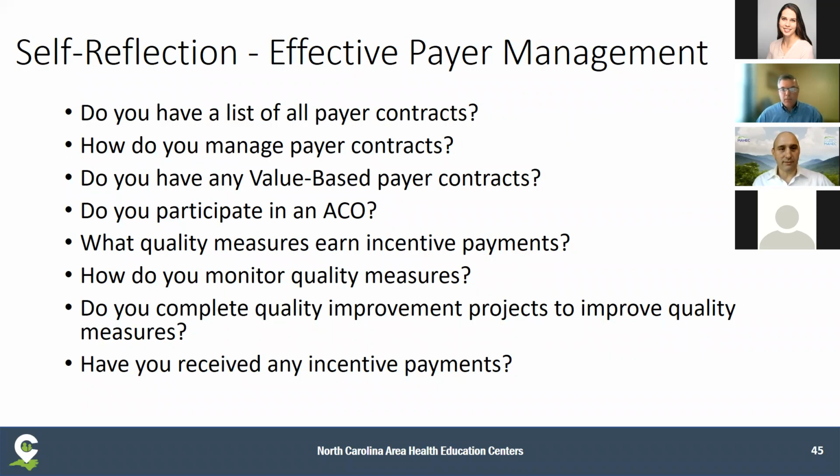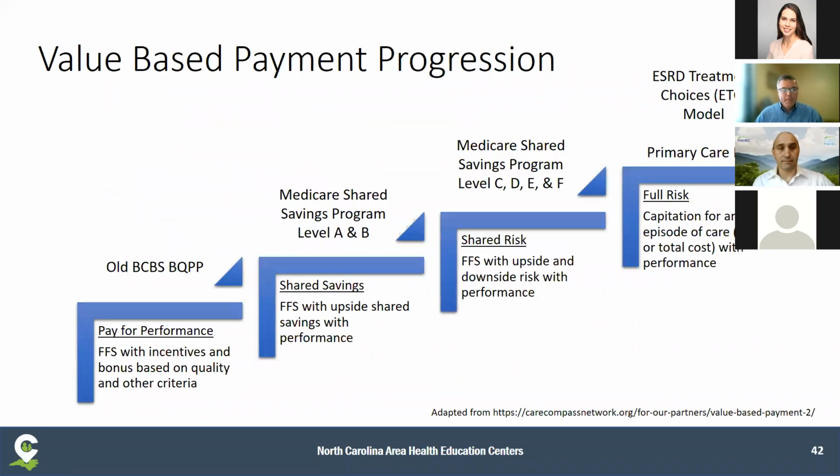We have one question in the chat. Sorry, Ramin. You got it. It was a good question in the chat. Yeah, I think it was referring to this slide. Mark, we got someone asking, what would cause a practice to move from this A/B level to the C, D, E, and F level?